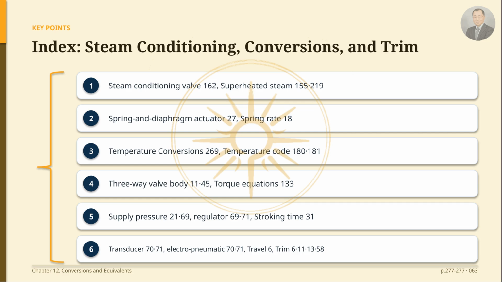This slide is an index table for steam conditioning, conversions, and trim items. You can quickly check which pages of the manual contain each component and key concept. For instance, steam conditioning valves for regulating steam conditions are on page 162, and details on trim, which determines the flow rate, can be found on pages 6 and 11. Since the remaining items are also organized alphabetically, please refer to the relevant pages using these keywords when specific formulas or standards are required during design or maintenance.